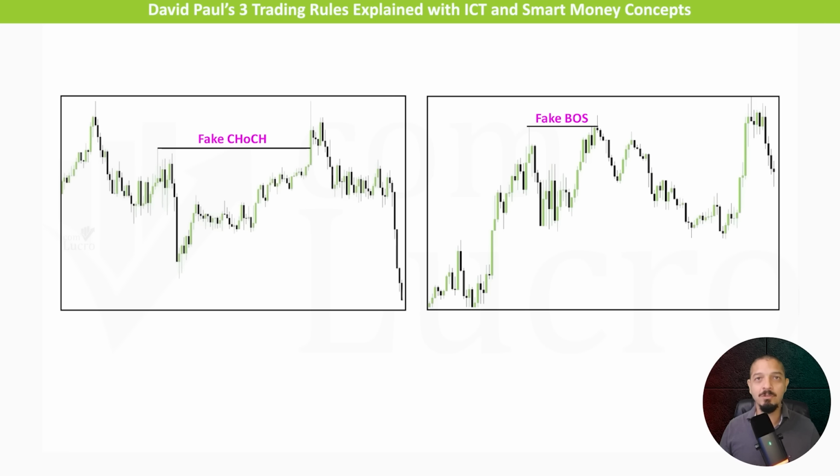Among all types, structural inducement is the most important because it happens directly inside market structure and forms patterns you see every single day. A structural inducement occurs when price creates a fake structure shift, like a false CHOCH or a misleading BOS that tricks traders into entering early or in the wrong direction.